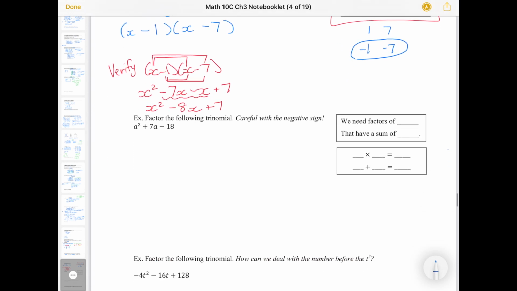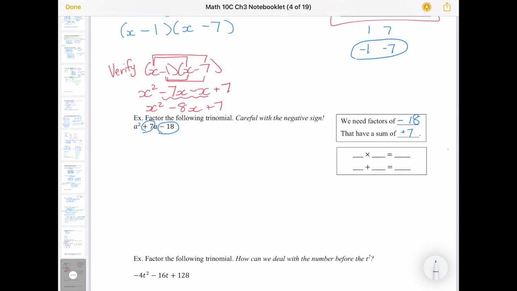Right, more practice. And the more practice you do with factoring, the more comfortable you're going to feel with it, the better it's going to go for you. So practice, practice, practice. So let's factor the following trinomial, and careful with the negative sign. So I need factors of -18 that have a sum of +7.